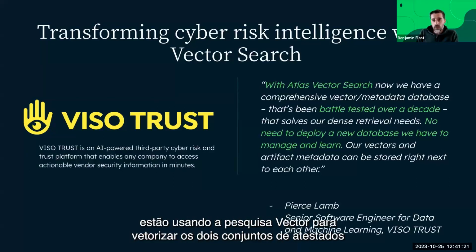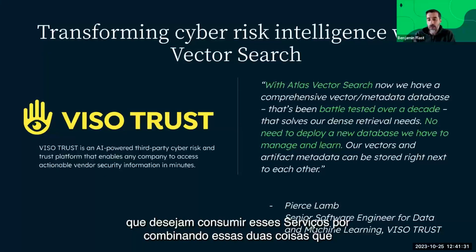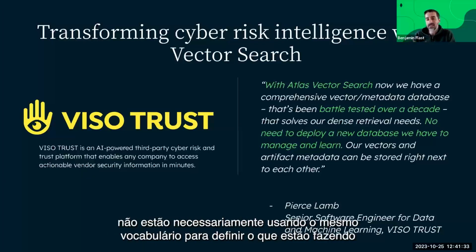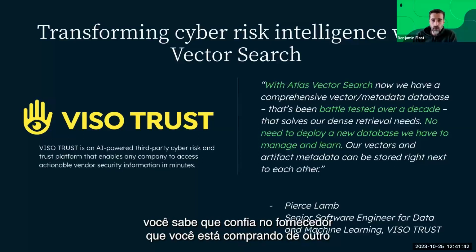What Viso Trust is doing is they're using vector search to vectorize both sets of the attestations and requirements, and then providing better guidance to customers who are looking to consume these services by matching these two things up, which aren't necessarily using the same vocabulary to define what they're doing, so that you can have trust in the vendor that you're purchasing from.